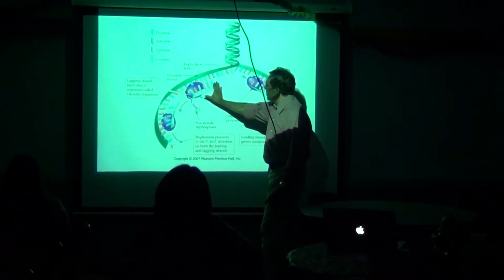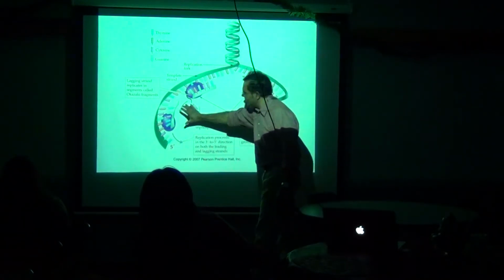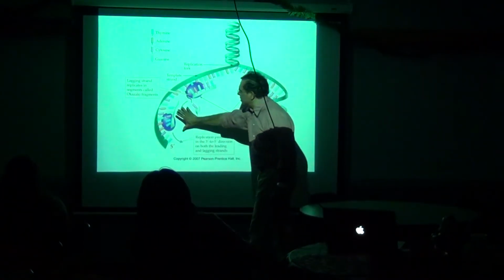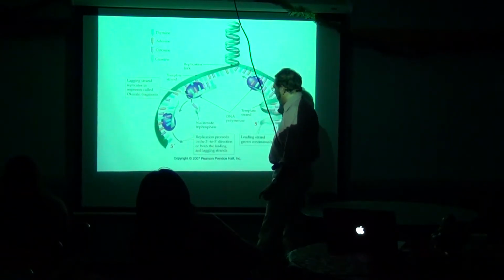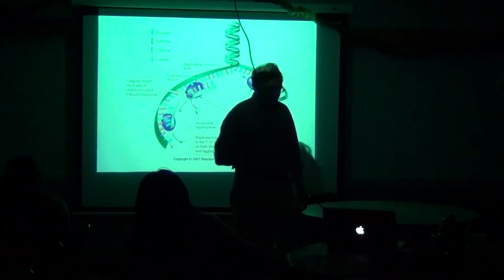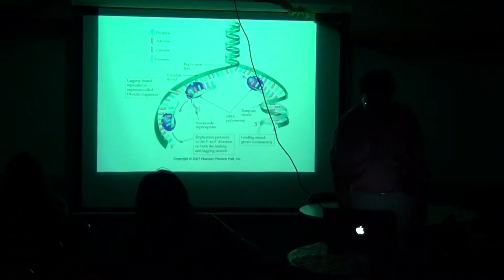A little bit opens up, it will synthesize a small piece, another small piece, another small piece. Each of the small pieces is called an Okazaki fragment, okay? And then DNA ligase will join them together. So that's all for DNA replication.